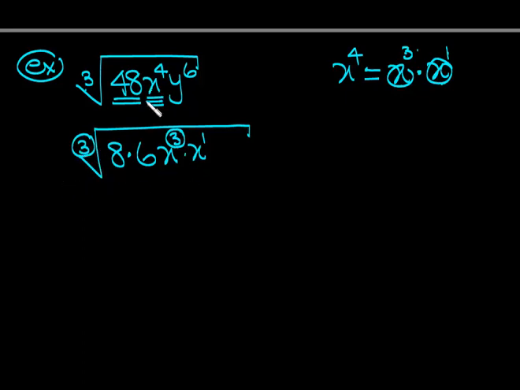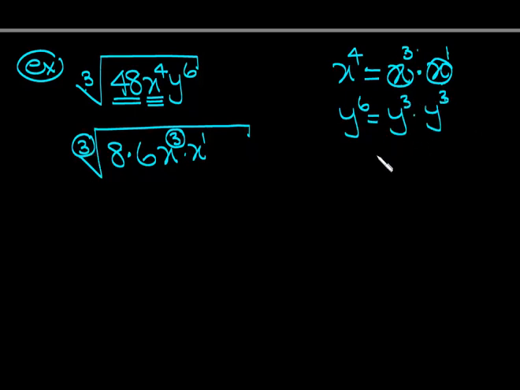Whenever you're trying to simplify radicals, you're trying to make the powers look the same as the index. You want the powers and the index to be identical. So we did that. How about y to the 6th? With y to the 6th, I can do the same thing. I can write it as y cubed times y cubed. Now the powers are the same as the index.